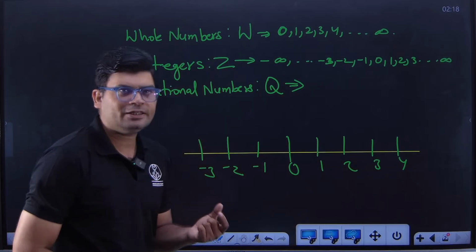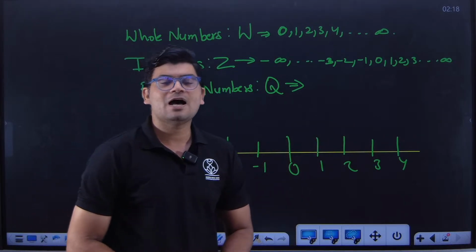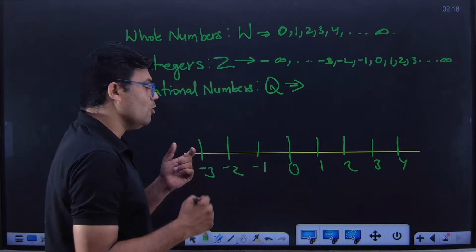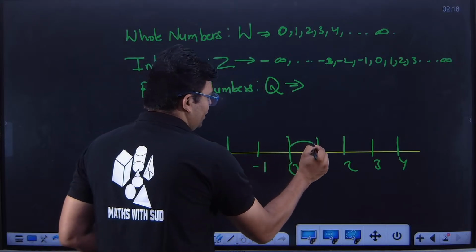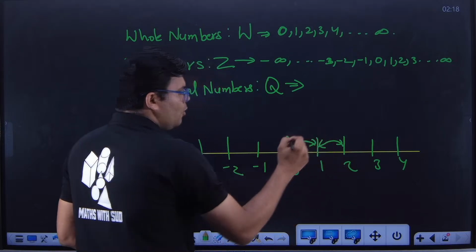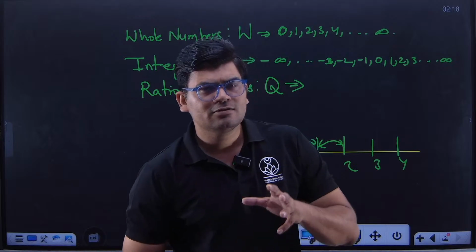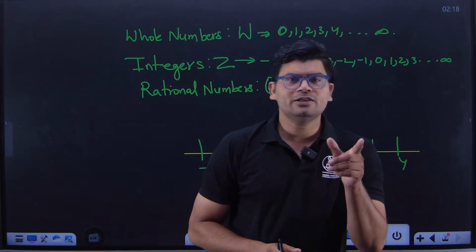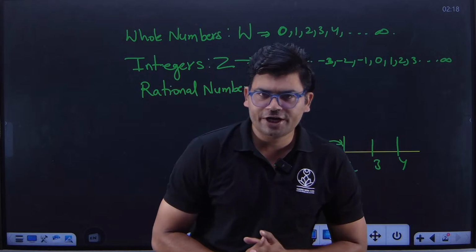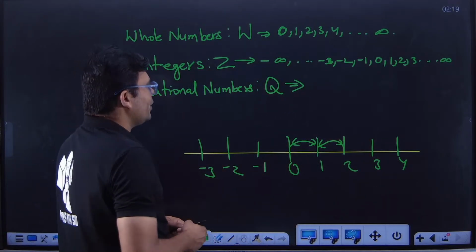Do you really think that all numbers are represented here? The answer is no. Why? Because there are also infinite numbers between 0 and 1. There are also infinite numbers between 1 and 2, and such numbers can be considered as fractions. And there is one more kind of number which are irrational numbers, which we will learn in grade 9. But right now we will stick our knowledge up to rational numbers.